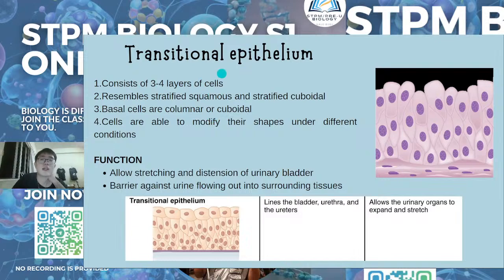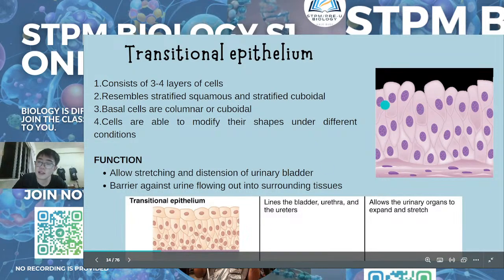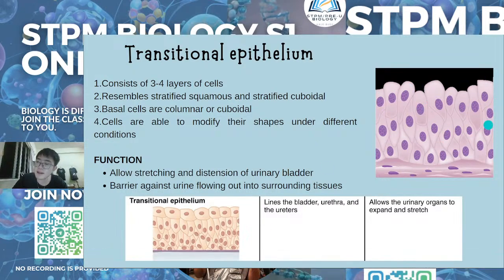Okay, so transitional epithelium is actually a combination of squamous and cuboidal epithelial tissue. It is mixed, a bit of everything. So if you see here, it is really very strange, because it is multi-layer already. It really has layers, and it is a combination of squamous and also cuboidal, and also columnar. So it is really mixed.